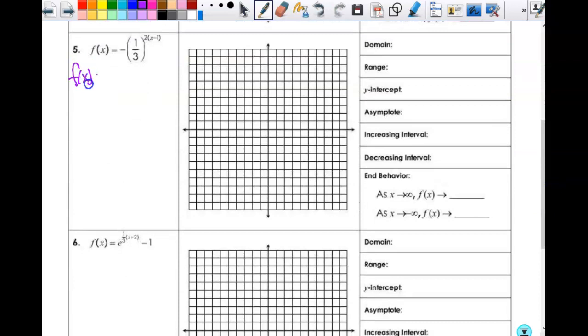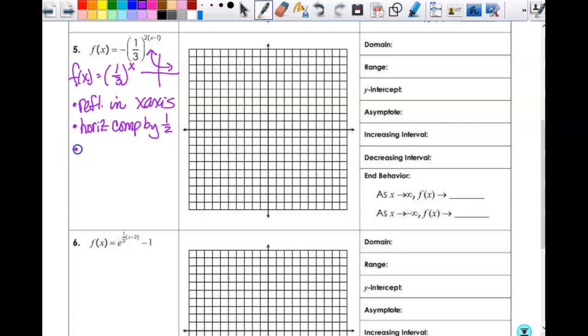Parent function, f of x equals 1/3 to the x power. That is exponential decay. That negative means I'm going to have a reflection. This would be a reflection in what? X-axis. The 1/3 is part of the function. The 2 is going to be a horizontal compression by 1/2. And then that 1 means I do what? Go to the right one. Everybody okay with all that?